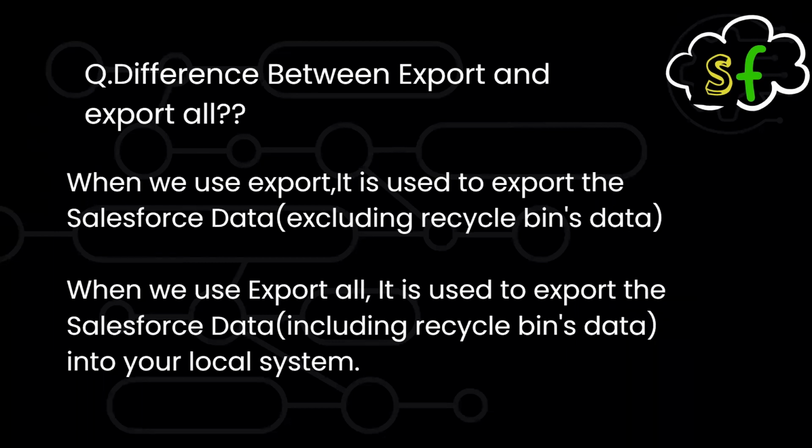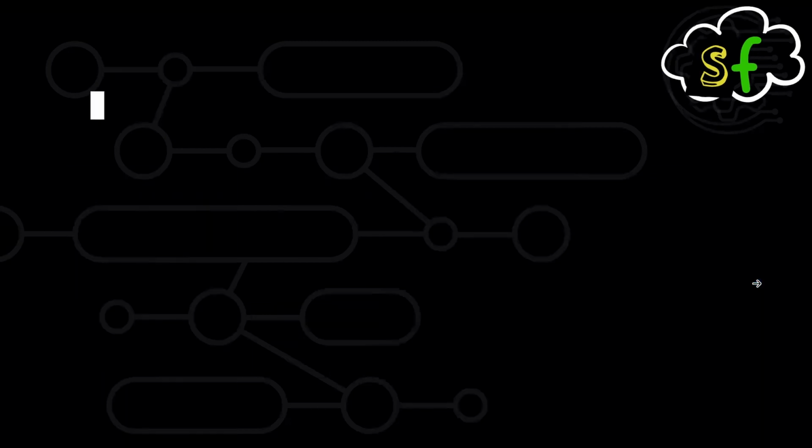Difference between export and export all. When we use export, it is used to export the Salesforce data, excluding recycle bin data. But when we use export all, it is used to export the data, including the recycle bin data, into your local system. So if you use only export, it will exclude the data from the recycle bin, but export all will include the data which is present in the recycle bin.